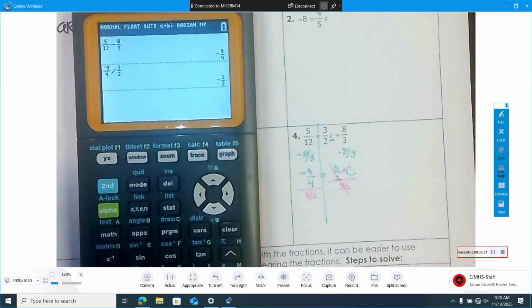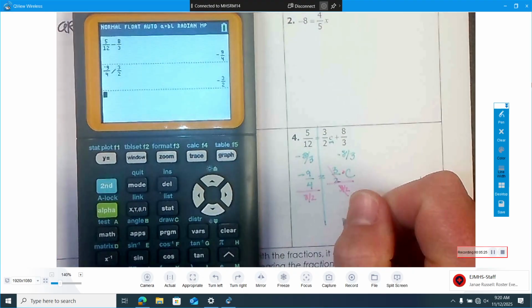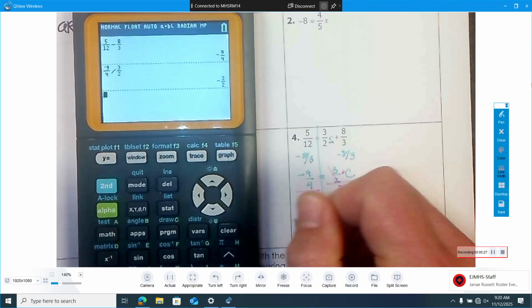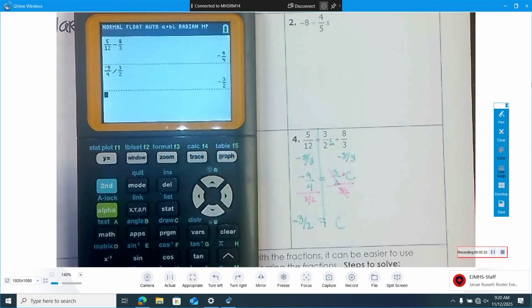So here's what we got. That is our little fraction division that your calculator can perform for you. So we get negative 3 over 2. This is not too shabby. Calculators are nice, right? Okay. Did you all get that?